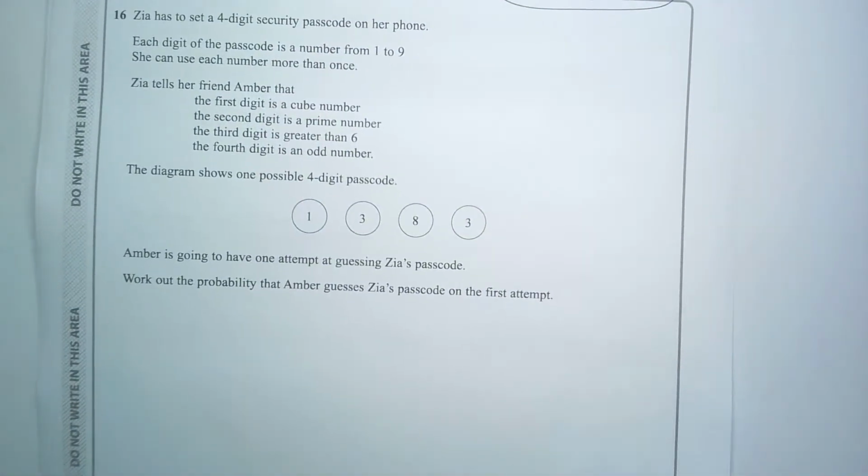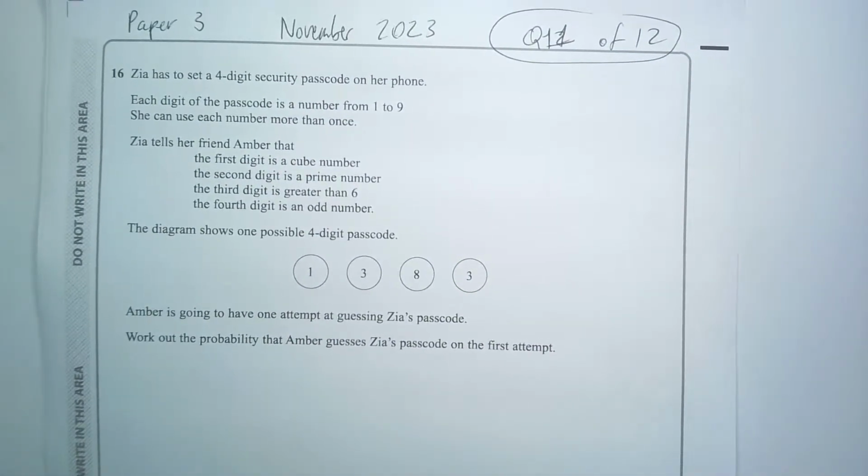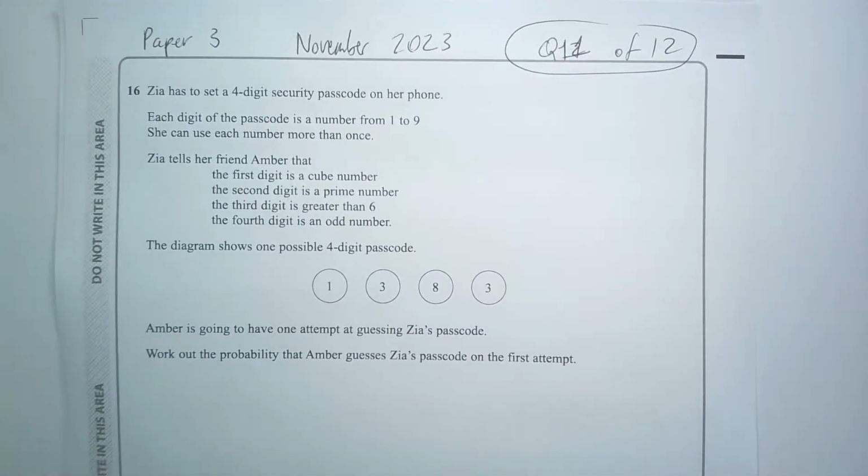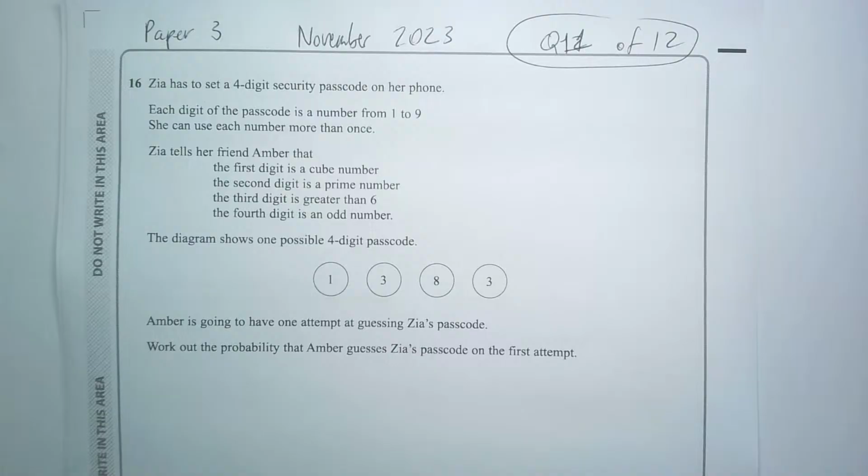Right, the 11th question. Okay, so this is worth 3 marks. So this is slightly harder than previous questions from what we started, question 1 and 2. Press pause and have a go. When you're ready, press play for the answer.